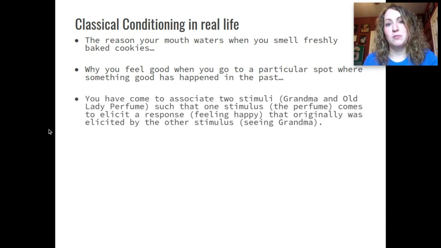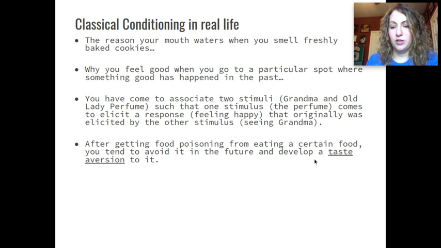When you associate two stimuli, maybe perfume with, oh, that's the smell of your grandmother. And then you smell that perfume and it makes you remember your grandmother or have these really happy feelings. We always have certain smells where it's, that's Christmas, or that's the beach, or something like that. That's classical conditioning.